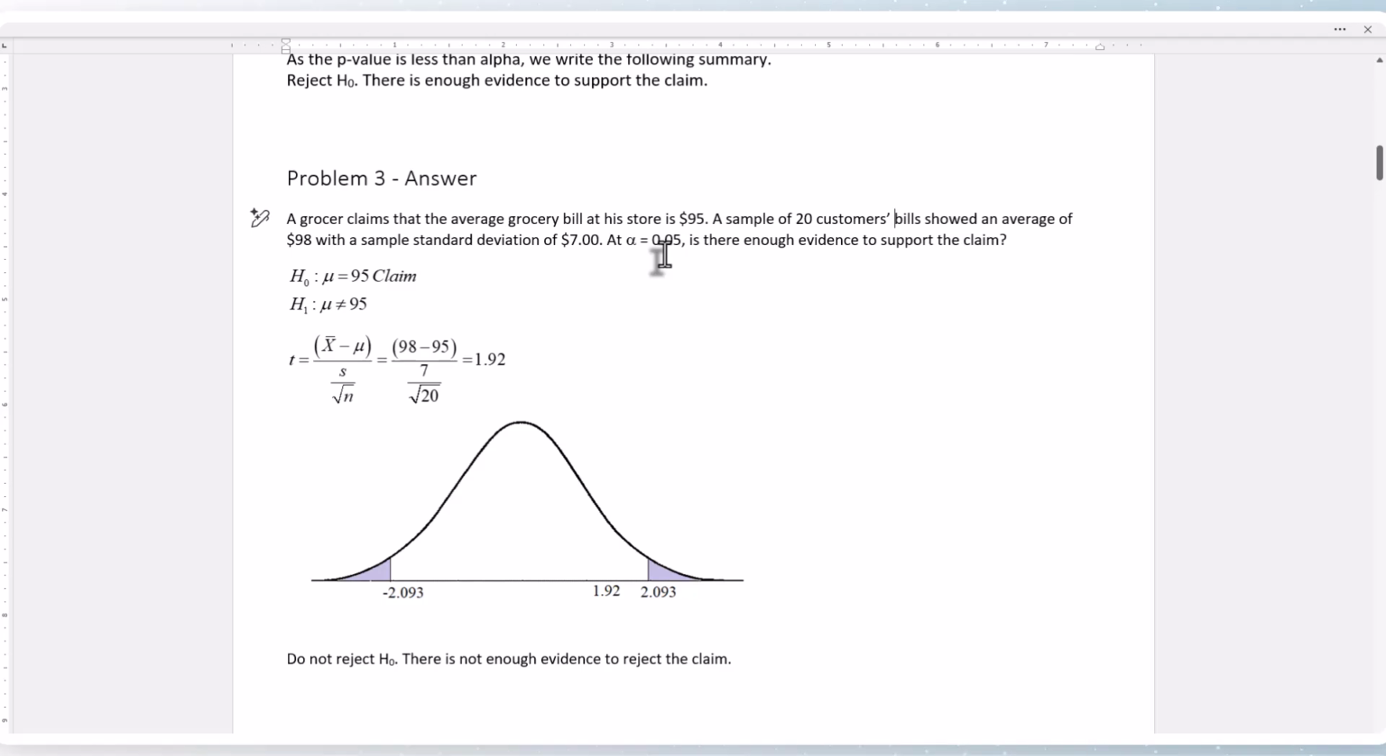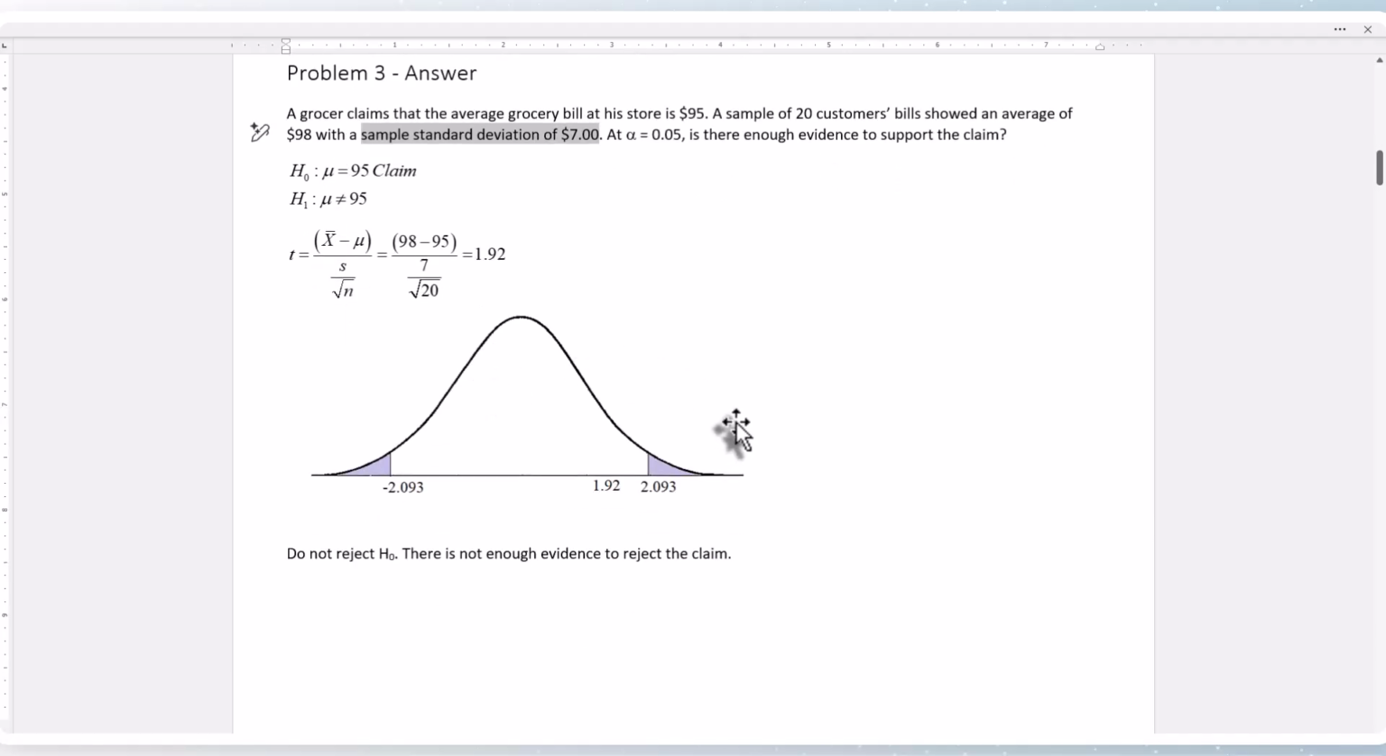Now, in this case, we're given the sample standard deviation. Thus, we're using a t-test. So our claim is that the mean is equal to 95. That's going to be H naught. The only option for H sub 1, the mean is not 95. We calculate our t-value using this formula. X bar is 98, the mean is 95, sample standard deviation is 7, and the sample size is 20. That's going to give us 1.92.